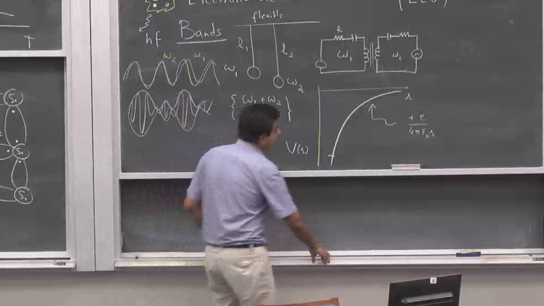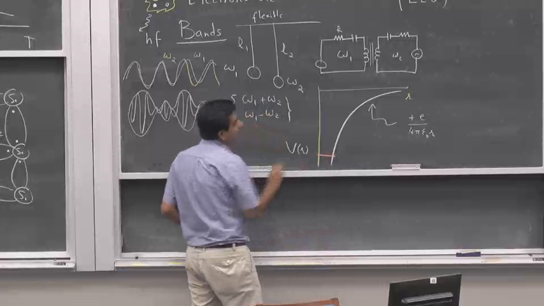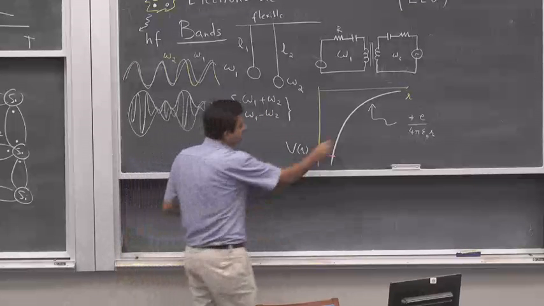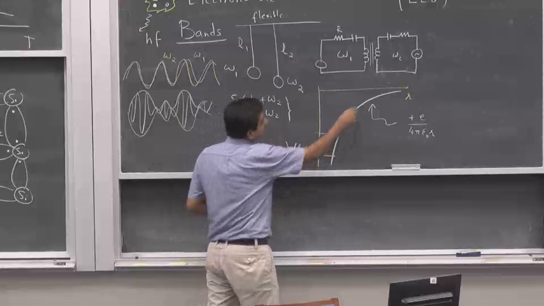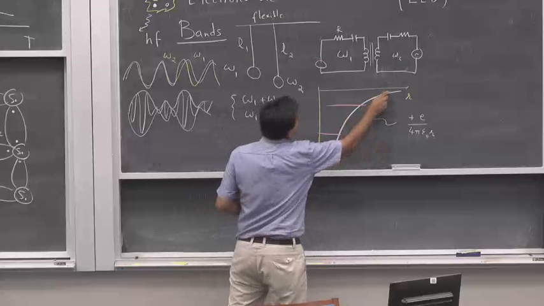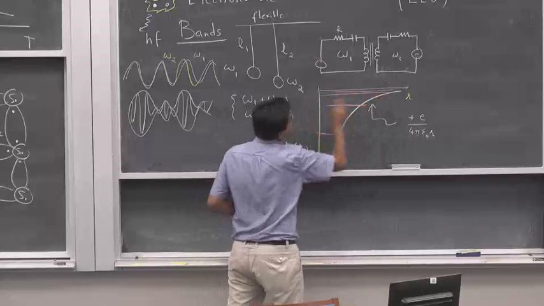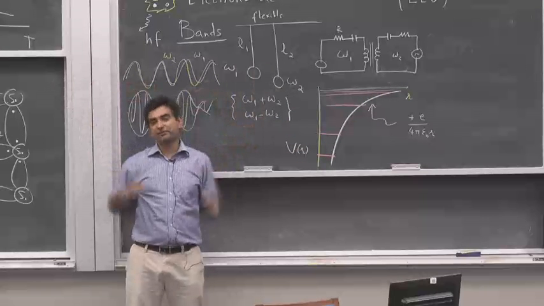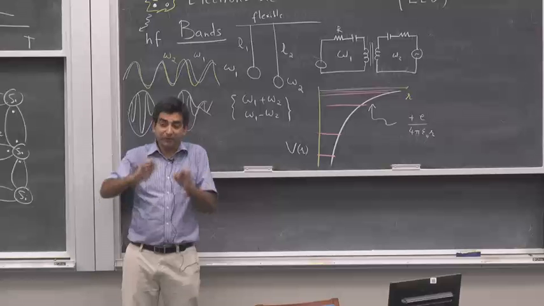Now the energy levels are quantized. This is the ground state at minus 13.6 electron volts. This is the first excited state, the second excited state, the third excited state, the fourth excited state, and so on. So the energy levels of an atom are quantized when we consider an atom.